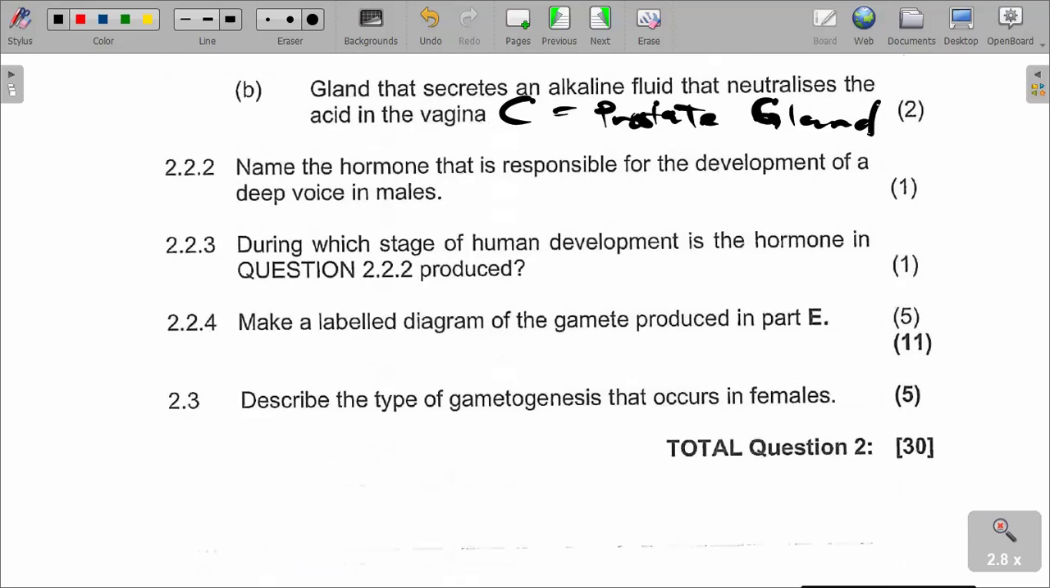And then name the hormone that is responsible for the development of a deep voice in males. This is caused by the testosterone hormone. Testosterone is the one that is responsible.